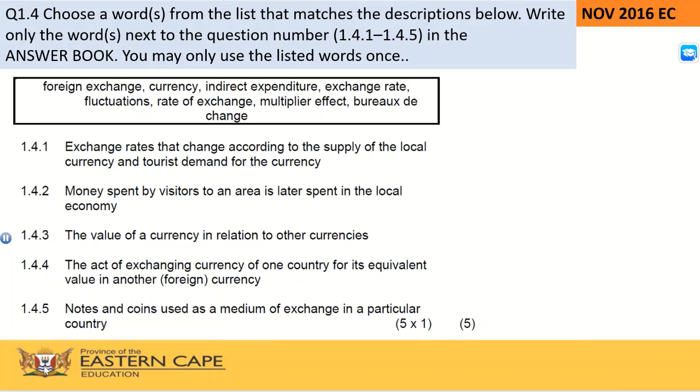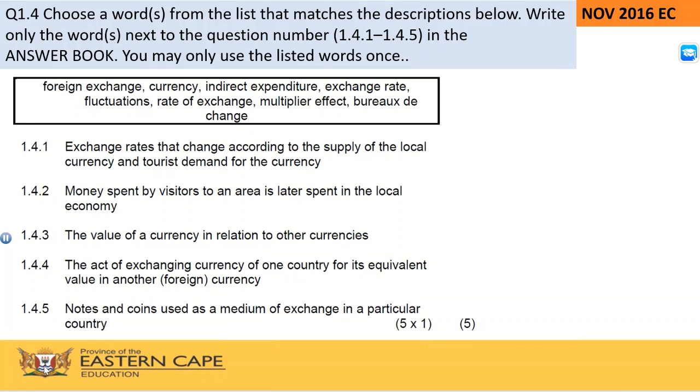1.4.1, exchange rates that change according to the supply of the local currency and the tourist demand for the currency. And I would say that the focus in that statement is going to be on the word change. Exchange rates that change. So there I'm giving you a clue. Let's continue with the second one.